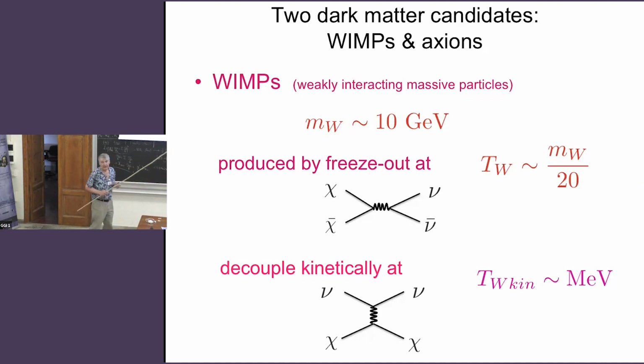But after they freeze out, their number is conserved, WIMPs and anti-WIMPs, but they are still coupled through weak interactions to the neutrino bath. And that stops at around 1 MeV temperature when they become actually kinetically decoupled.